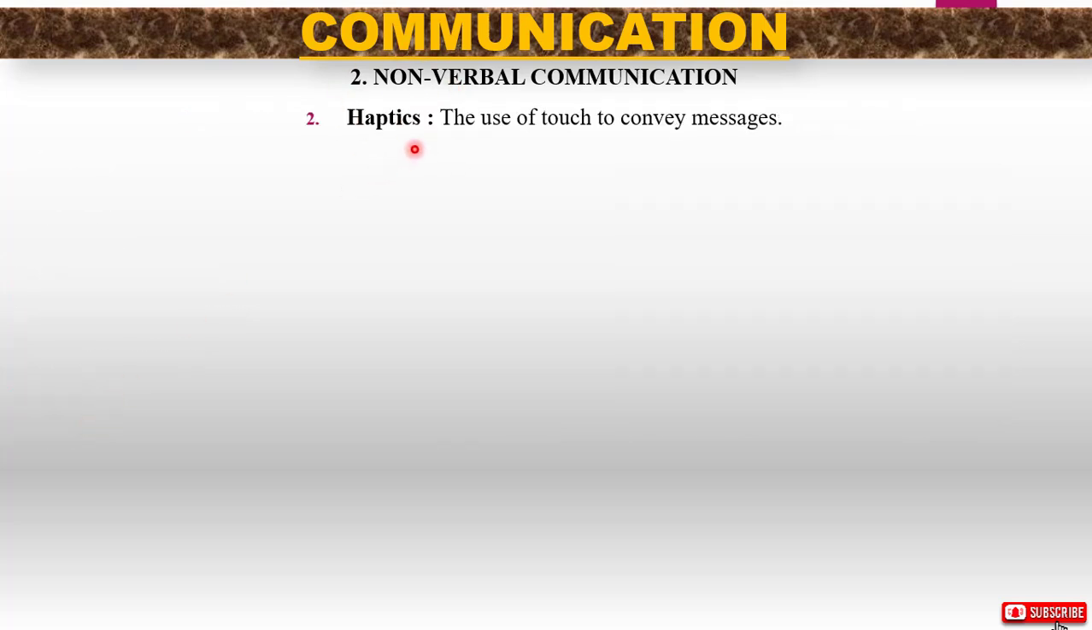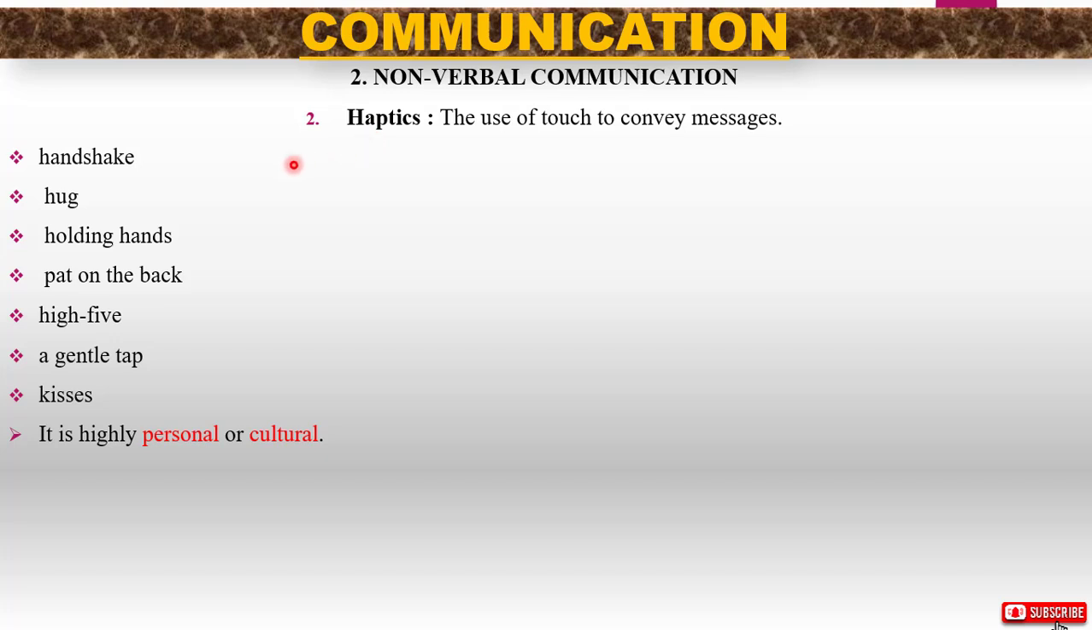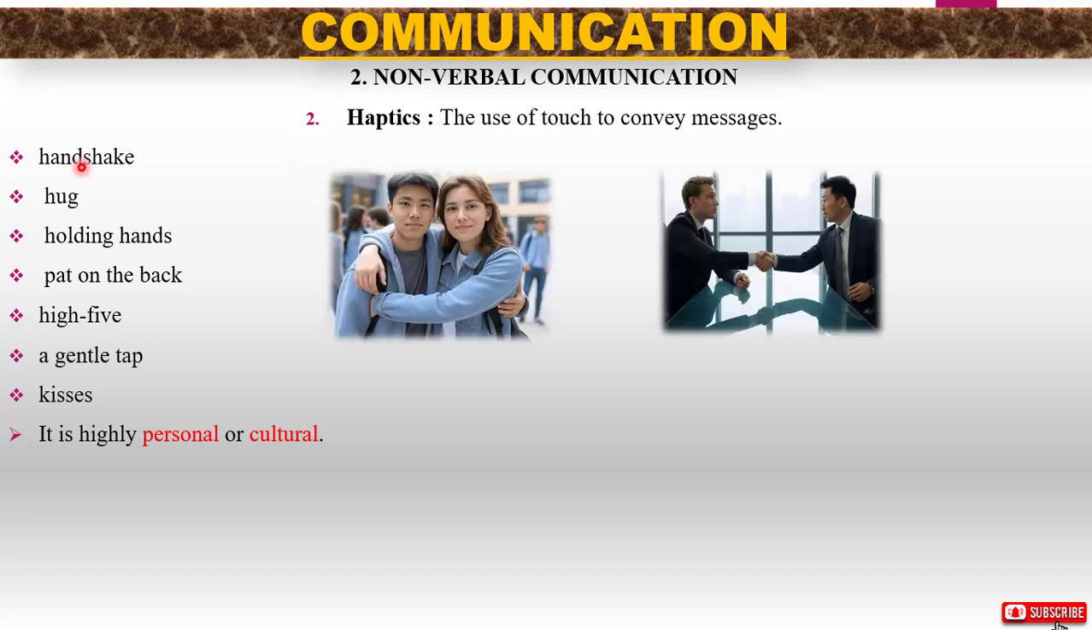The next type of nonverbal communication is haptics. What is the meaning of haptics? If you exchange information or convey messages through the use of touch, it is called haptics. For example, if you shake someone's hand, then it is going to be considered as haptics. If you hug, hold hands, pat on the back of someone, give a high five, a gentle tap or kisses, they are all forms of haptics. So over here, we can see that there is contact, there is a hug. Therefore, we are using touch to convey messages.